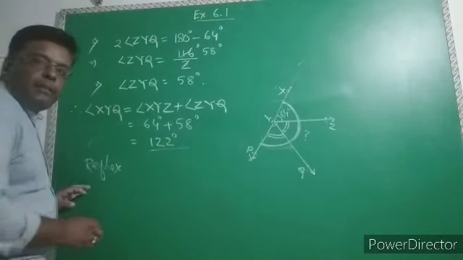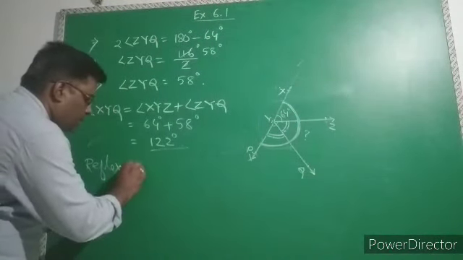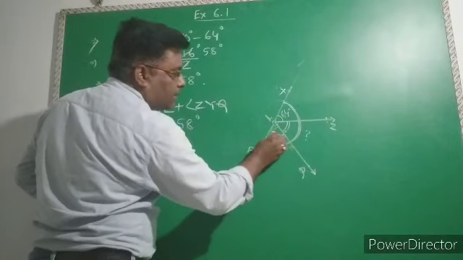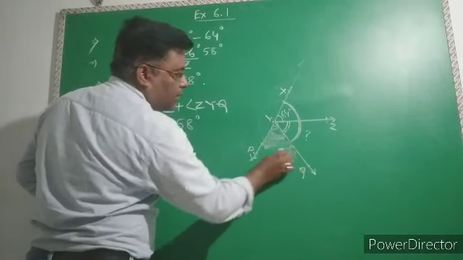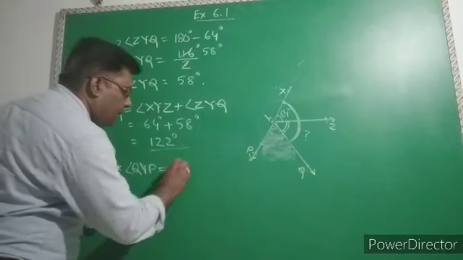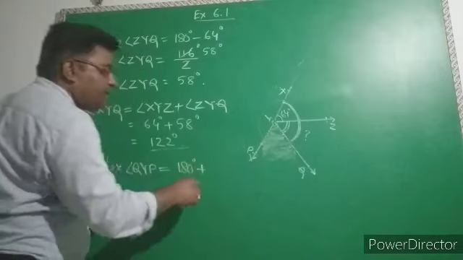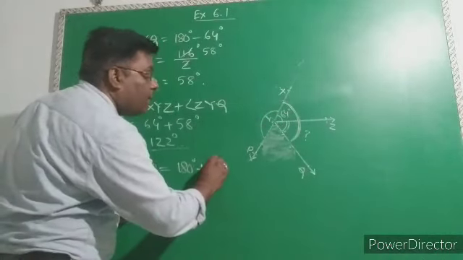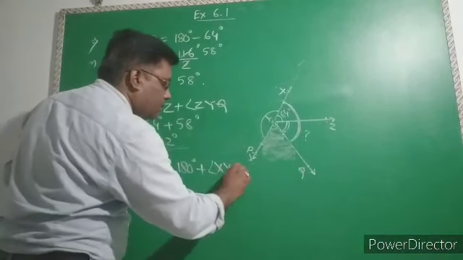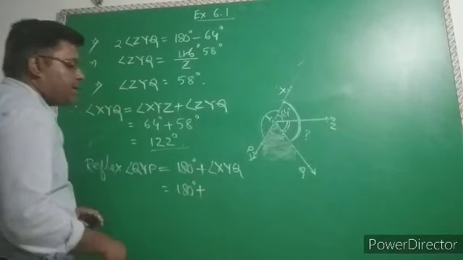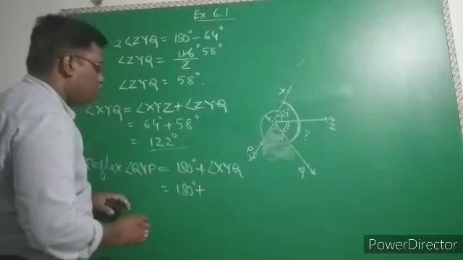So next, reflex QYP. This angle is QYP. Reflex of this means the opposite part. That is we can write 180 plus this angle XYQ. It is 180 plus XYQ, where XYQ is 122.